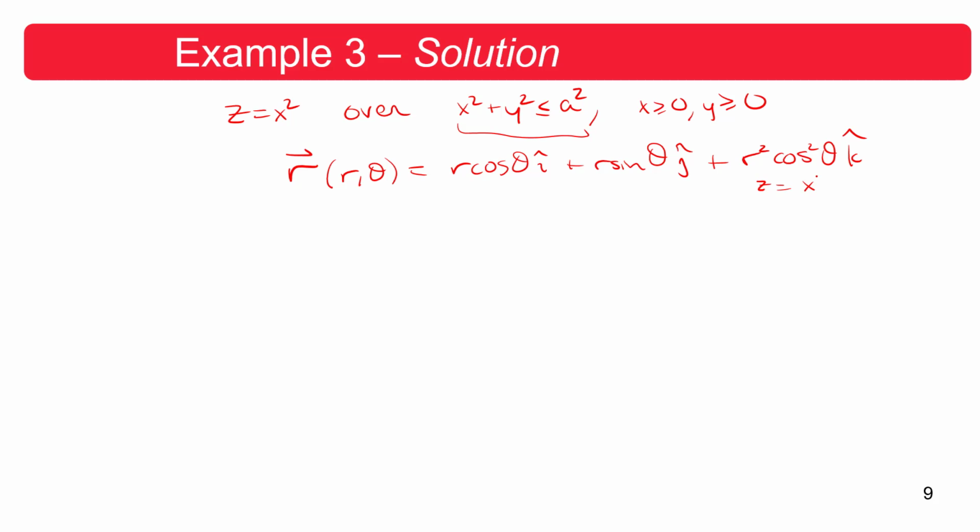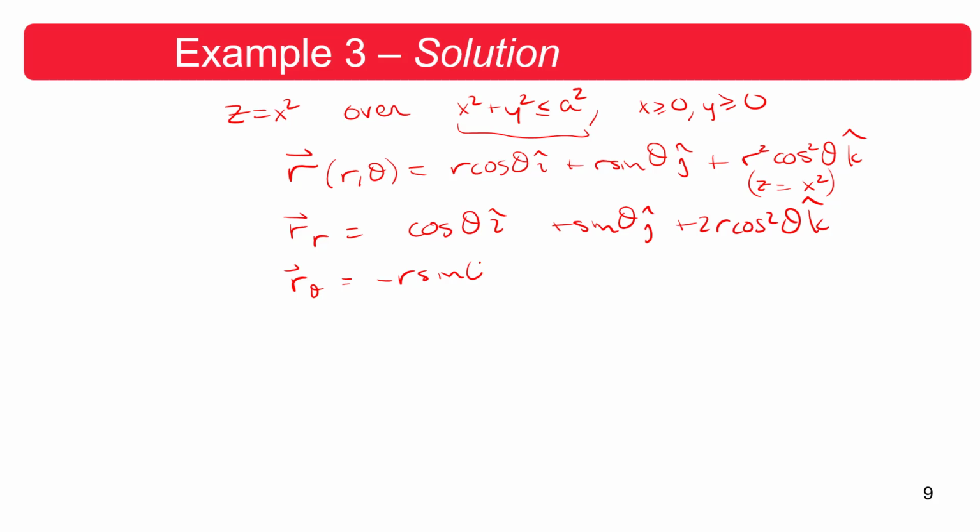Z equals x squared. If we do our partial derivatives, we get cosine theta i plus sine theta j plus 2r cosine squared theta k, and the derivative with respect to theta will have minus r sine theta i plus r cosine theta j minus 2r squared cosine theta sine theta k.